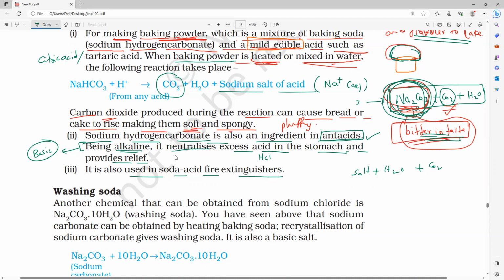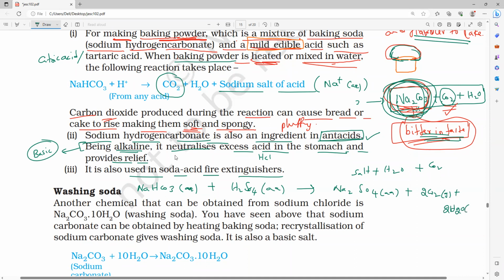We all know this equation. Can anybody tell me the soda acid fire extinguisher equation? Please, quickly. Sodium hydrogen carbonate, which is in aqueous state, plus sulfuric acid, which will give you what? Whenever you want to put out the fire: Na2SO4 plus 2CO2 plus 2H2O.